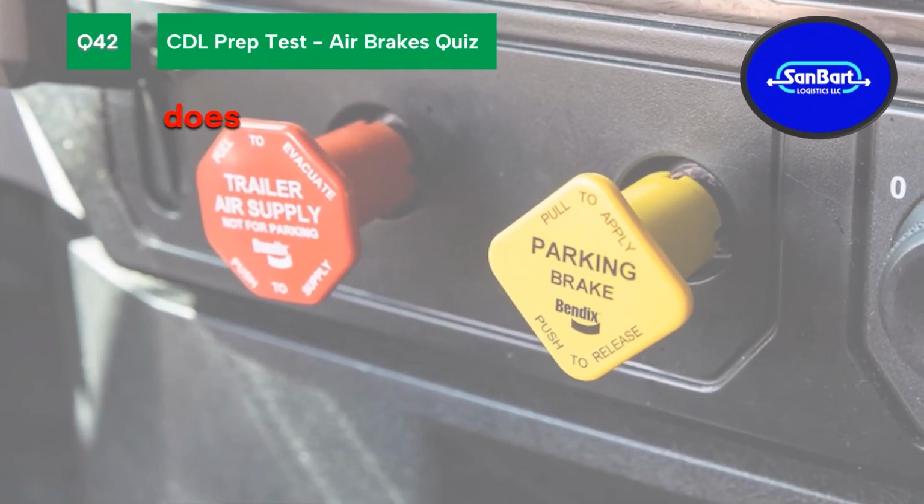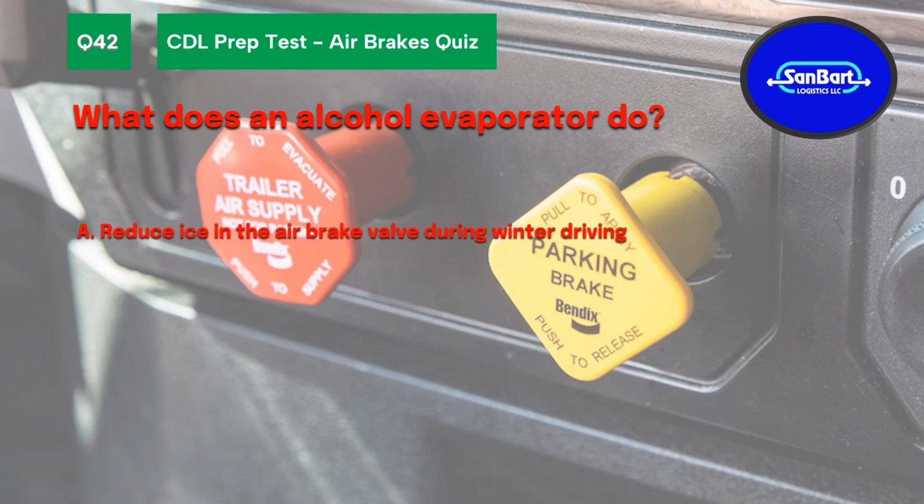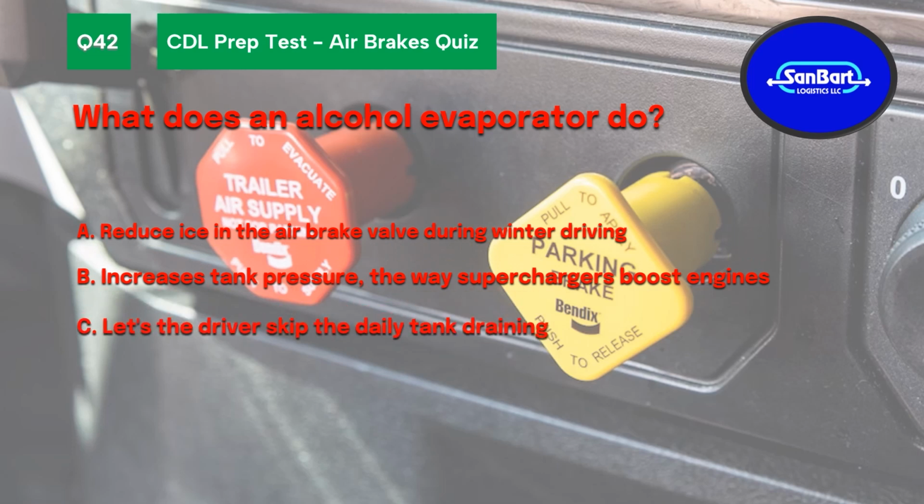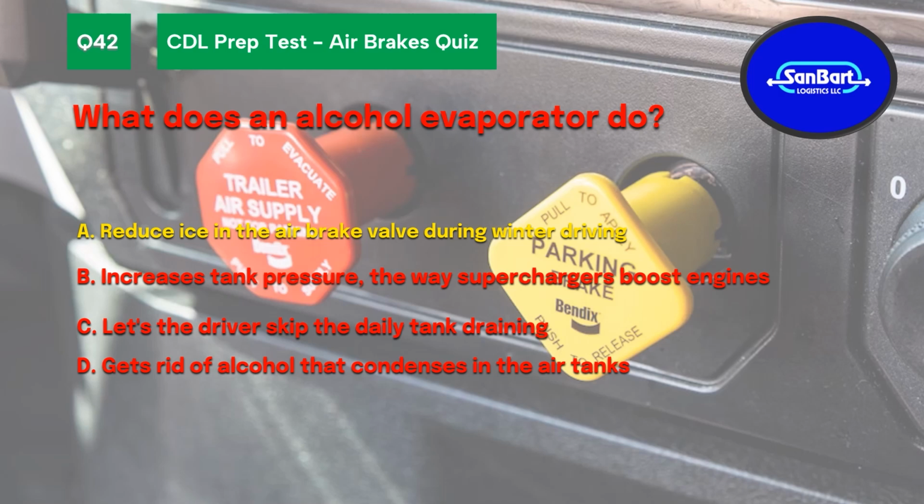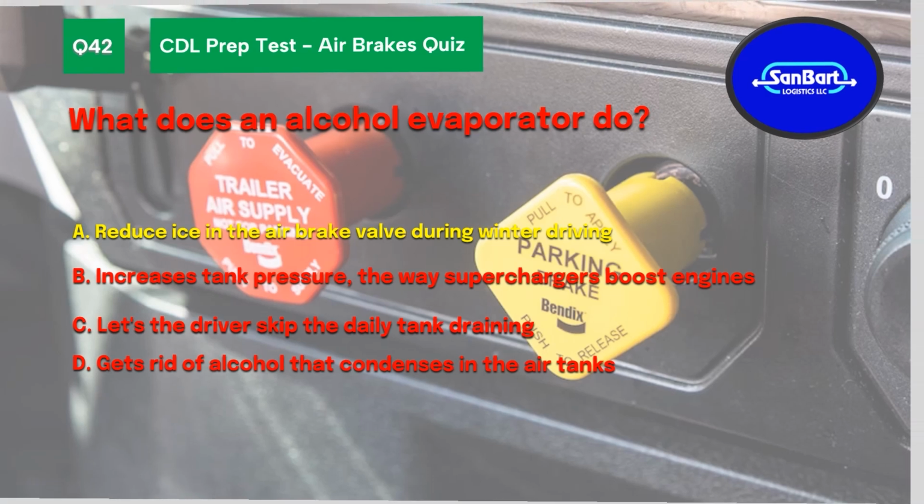Question 42. What does an alcohol evaporator do? A. Reduce ice in the air brake valve during winter driving. B. Increases tank pressure, the way superchargers boost engines. C. Lets the driver skip the daily tank draining. D. Gets rid of alcohol that condenses in the air tanks. The correct answer is A. Reduce ice in the air brake valve during winter driving.